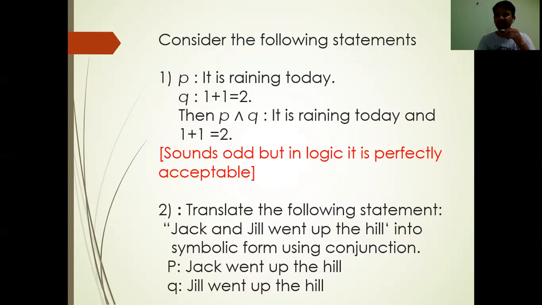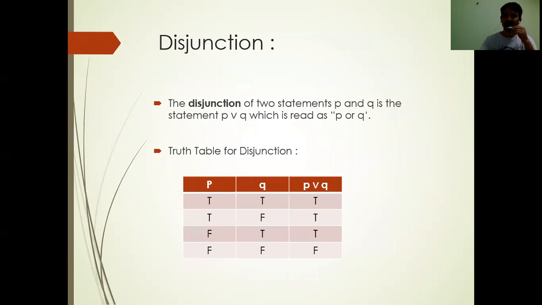Jill went up the hill is another statement. So, conjunction as well as the disjunction. What is disjunction? Disjunction is nothing but if two statements are combined with the word or, then the statements are nothing but the disjunction.